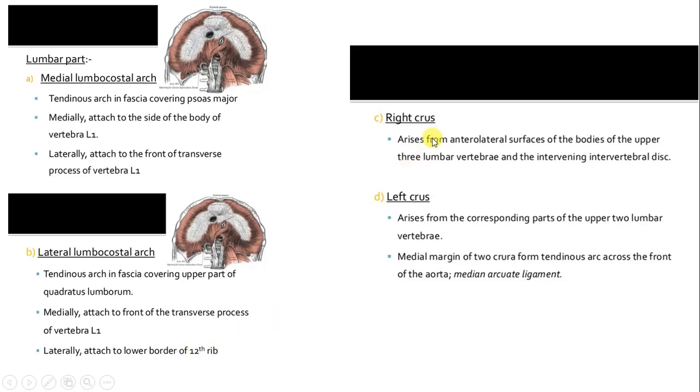Then there is the right crus arising from the anterolateral surface of the bodies of the upper three lumbar vertebrae and intervening intervertebral discs. The left one corresponds to the upper two lumbar vertebrae. So this is the difference between the right crus and the left crus: right from three lumbar vertebrae and left from two lumbar vertebrae. The medial margins of the two crura form the tendinous arch across the front of the aorta, the median arcuate ligament.